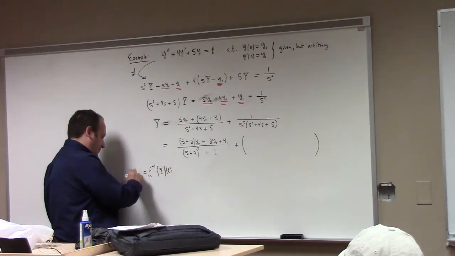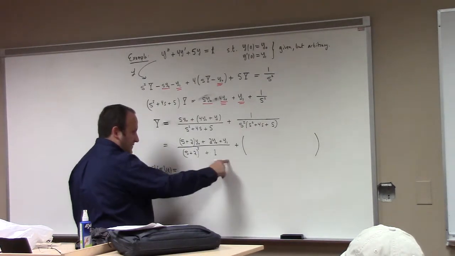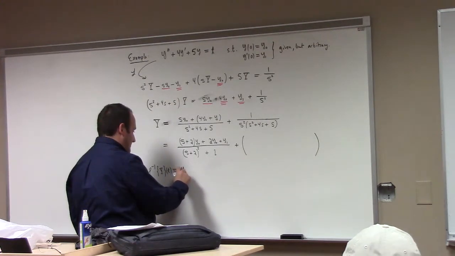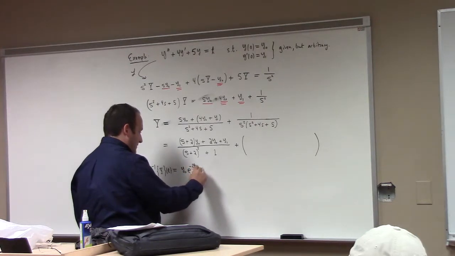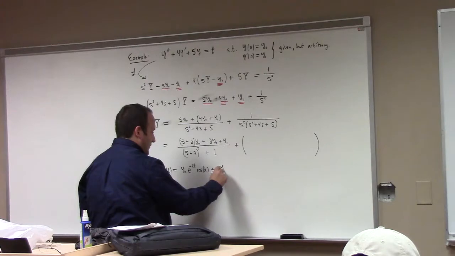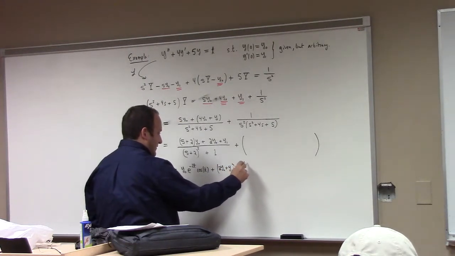So let me tell you, I'm going to start the process here. I can already do it on this piece. So what I'm looking at here is y naught e to the minus 2t cosine t plus 2y naught plus y1 e to the minus 2t sine t.